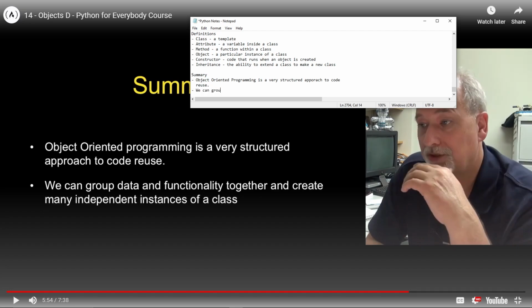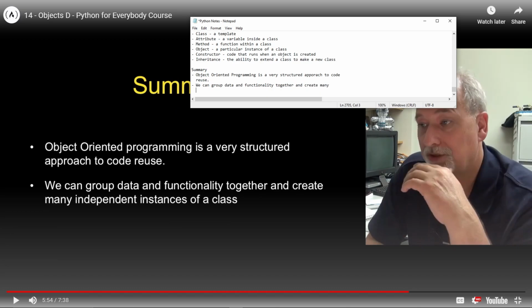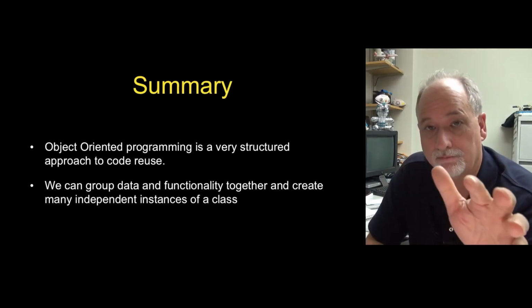We can group data and functionality together and create many independent instances of a class. True. All right, let's go. Object-oriented is awesome.